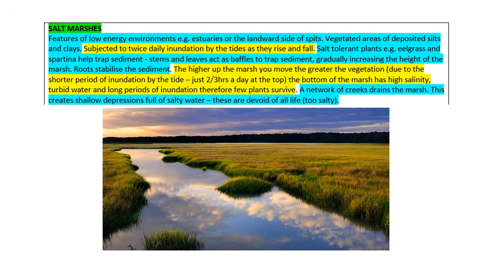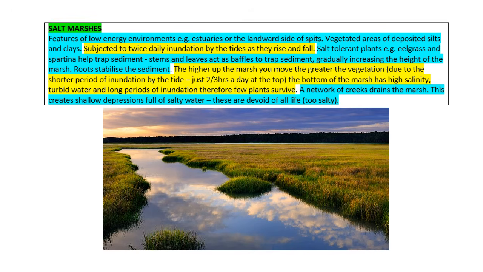Salt marshes form in low energy environments, so for example in an estuary or on the inside sheltered part of a spit. And these are vegetated areas of deposited silt and clays. A salt marsh is inundated by the tides twice a day as the tide rises and falls. So you need salt tolerant plants like eelgrass and spartina.